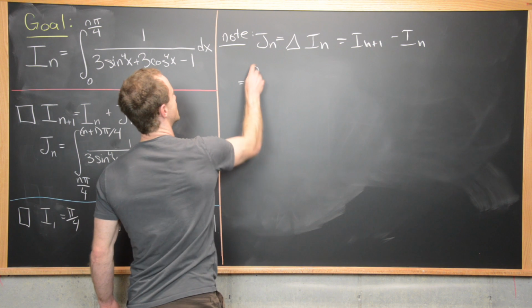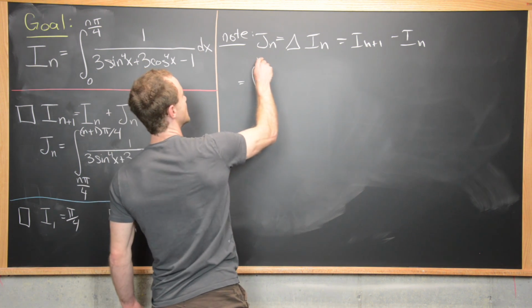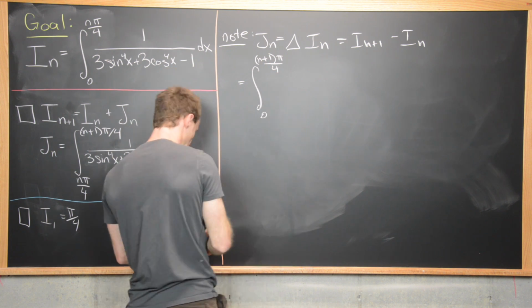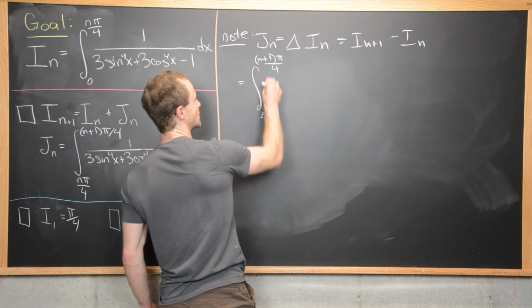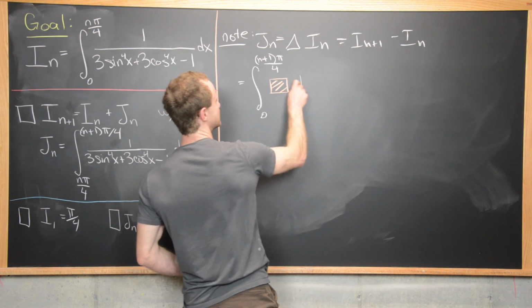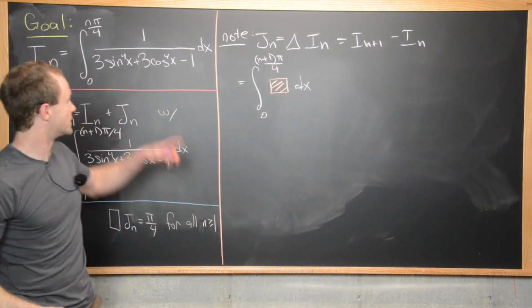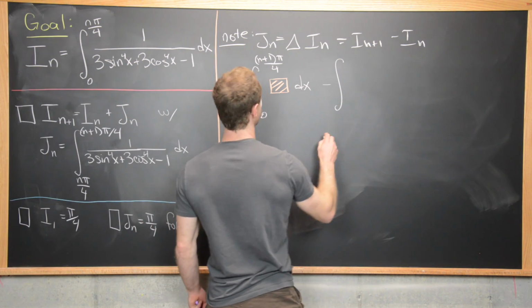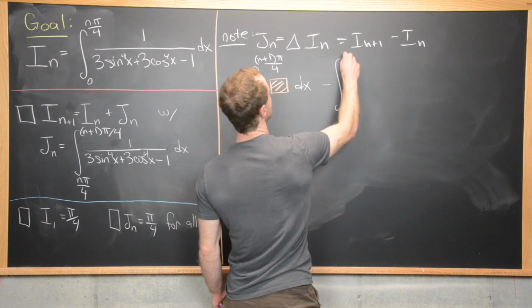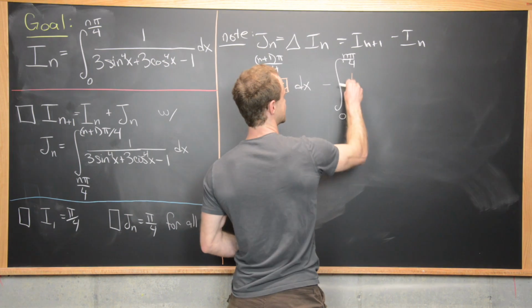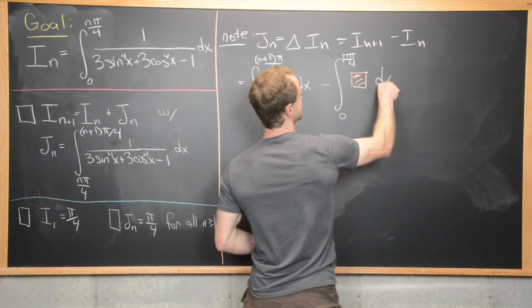And so that's going to be equal to the integral from 0 to n plus 1 times pi over 4 of, and instead of writing that whole function down because we're not doing any integration here, I'm just going to draw a box. So we have that box, and that represents this whole thing. Now from that, we're going to subtract the integral from 0 to n times pi over 4, again this same box dx.